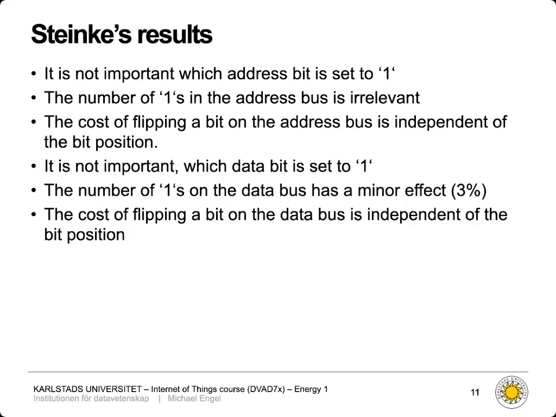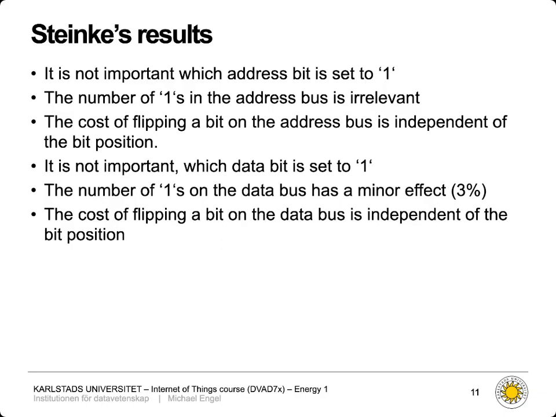So Steinke already found some results, and these results are already a couple of years old, and there's more recent research on this, which we can't summarize here because it's getting more and more complex. Steinke found out that it's not actually important which bits of an address are set to 1, and how many bits on the address are set to 1 is also not relevant. The cost of flipping a bit on an address bus is independent of which bit actually flips, so it's just the effect that a bit flips from 1 to 0 or the other way around.